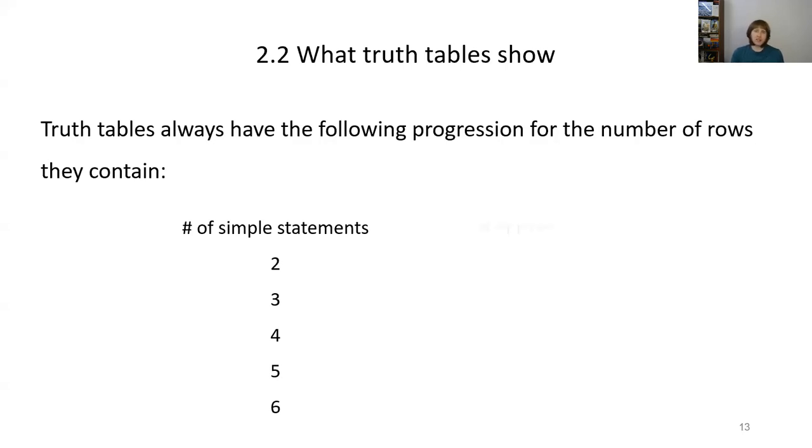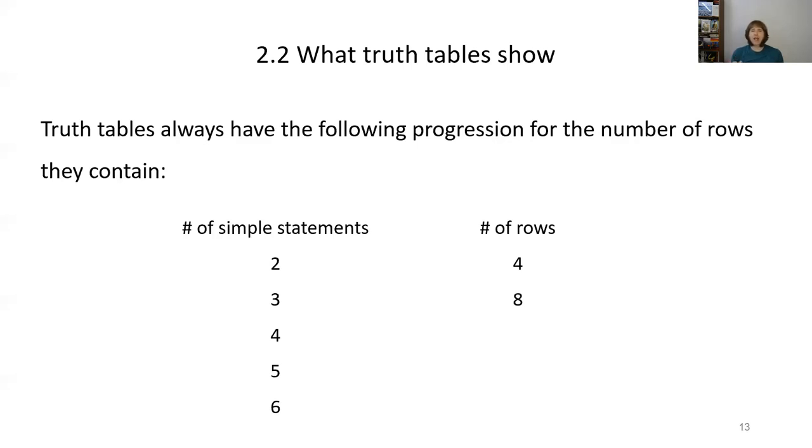So if you've got 2 statements, there's a question, how many rows are we going to have? So it's going to be 2 to the power of n. N is always equal to the number of simple statements. So if we've got 2 simple statements, well, that's the argument we're looking at. We've got 4 rows. 2 to the power of 2 is 4. We have 3 simple statements. Think about that for a second. 2 to the power of 3, what's that? 8. And you see this progression.